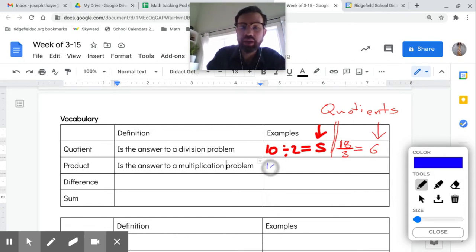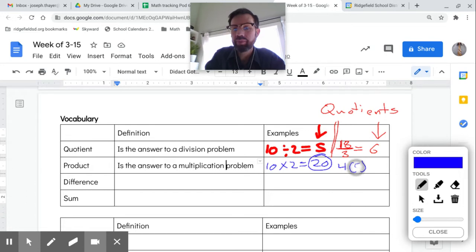For example, 10 times 2 equals 20. 20 is my product. 4 times 5 also equals 20. 20 is my product, right?